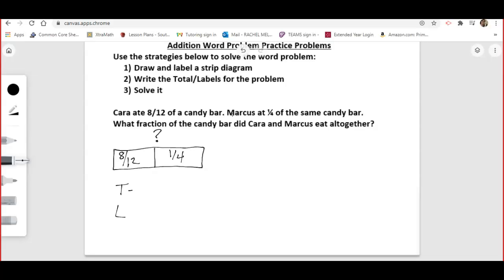our totals and labels, right? So I can see from the strip diagram that I need to find my total. So raising your digital hand, if I need to find my total, what are my two options? Sadie, what are my two options? Add or multiply. Excellent. Okay. So that means that for this strip diagram, I absolutely cannot subtract or divide. Those are not options.